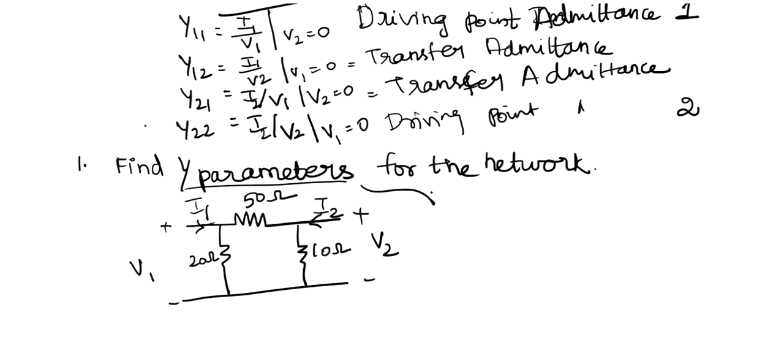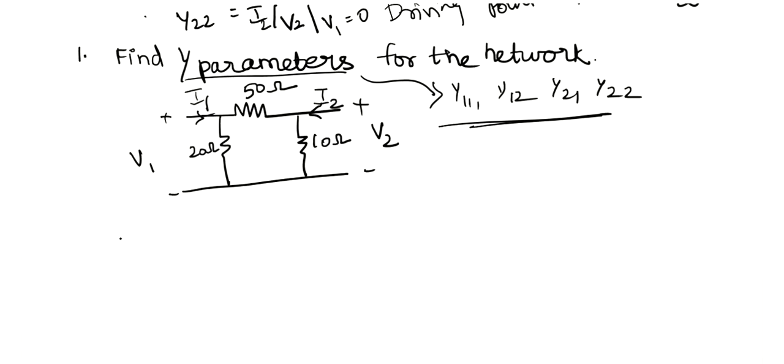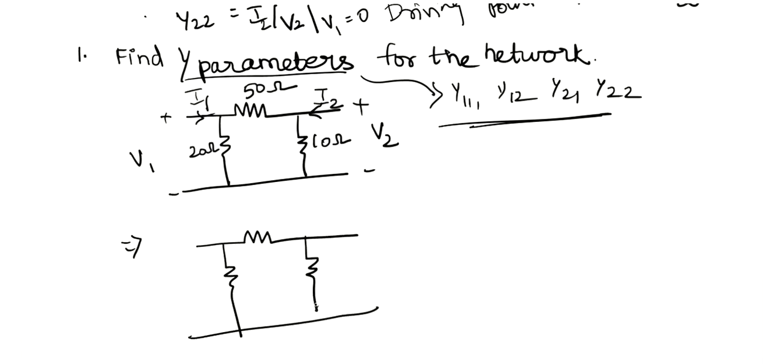Can you remember what the Y parameters are? Y11, Y12, Y21 and Y22. You are going to find all four combinations. Clear? So as usual, first redraw your diagram. Start with the circuit diagram, three resistors, plus minus V1, and this one is plus minus V2, and the values will be 50 ohm, 20 ohm and 10 ohm.